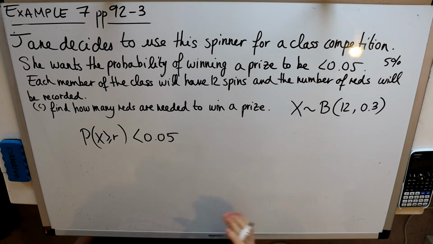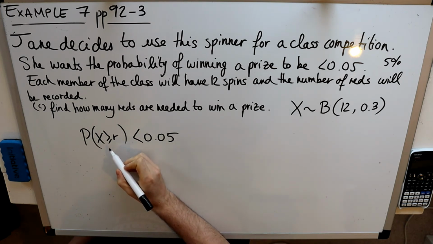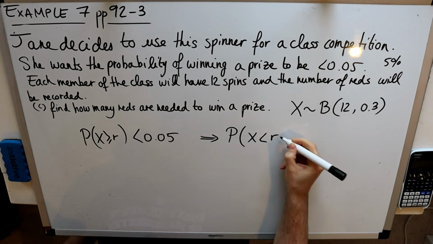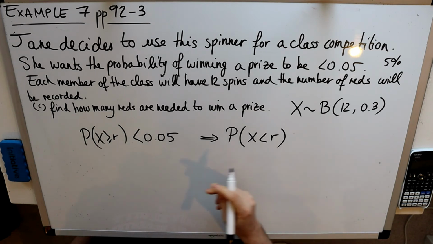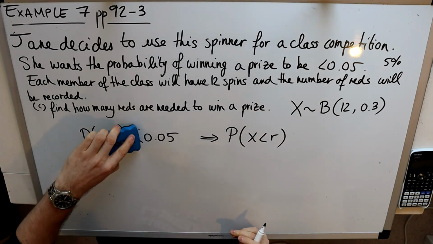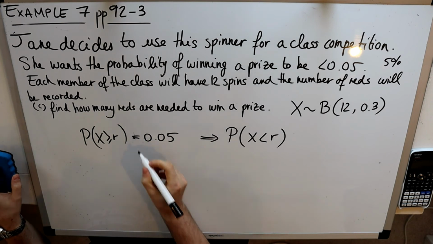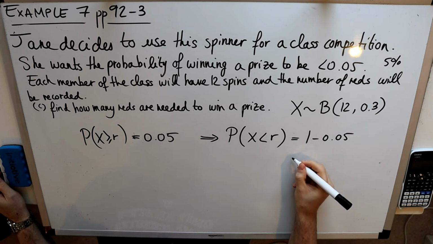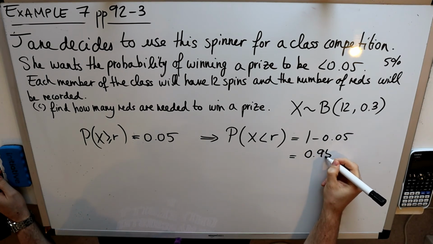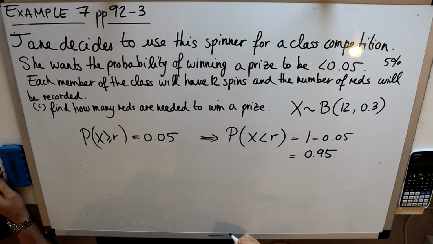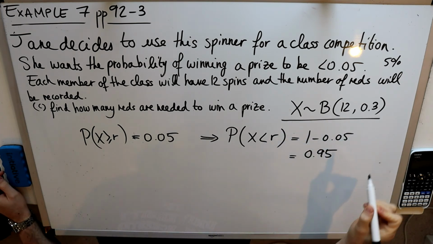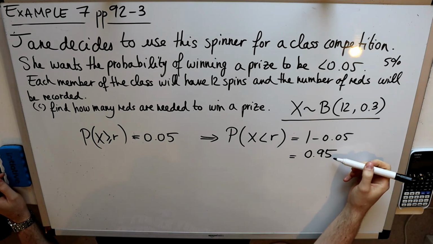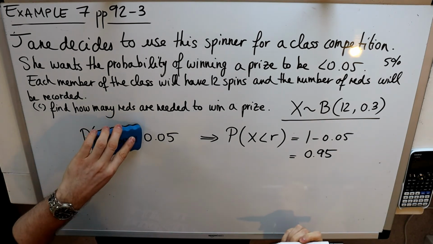But in order to use the tables, we need to reverse that sign again. So what I'm going to look for is P of X strictly less than R. If I look for the border, let's pretend the border is there at 0.05, then this is going to be 1 minus 0.05, which is 0.95. So what I'm actually going to do is look up the tables with that probability on it, and see where the number goes over 0.95, because that is the thing here.